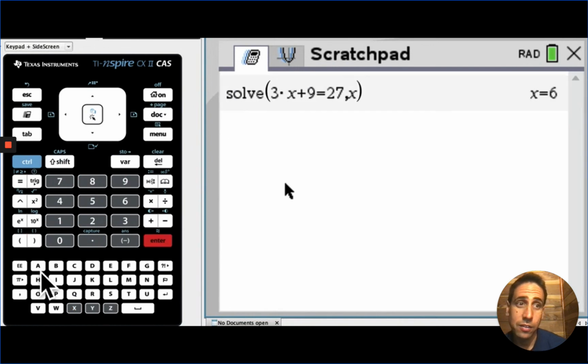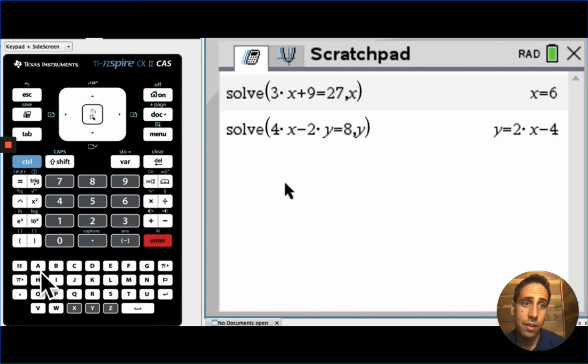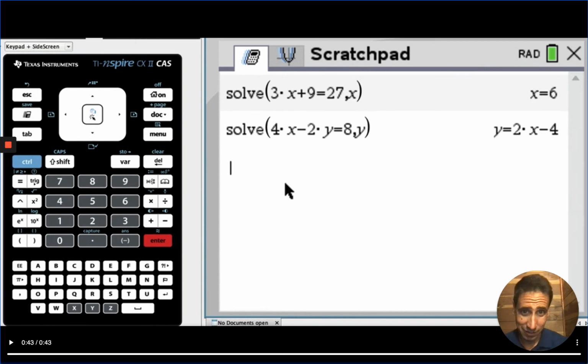If you hit enter, it tells you what the answer is. x is equal to 6. It solved the equation. Type in solve again. You get 4x minus, I don't know, 2y is equal to 8. Solve it for what? Solve it for y, parentheses. And it solves it for y. It does the algebra for you. There it is. Isn't that crazy?